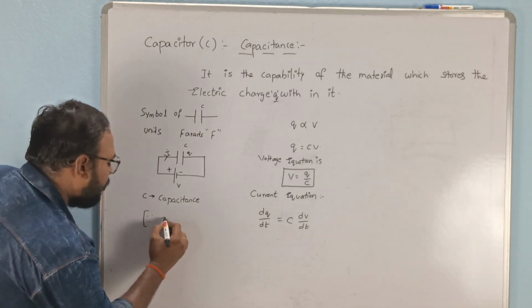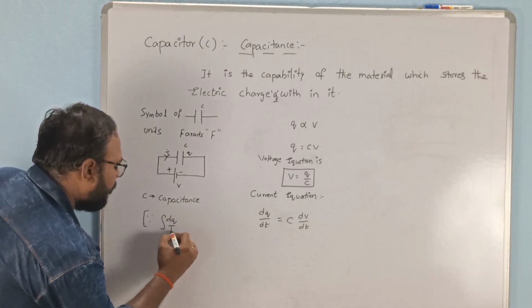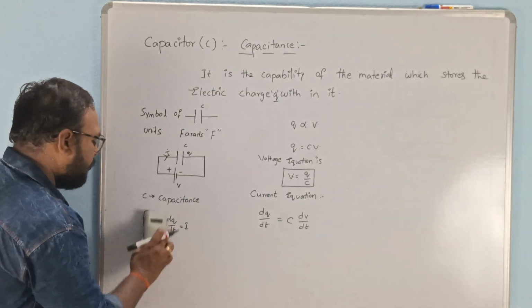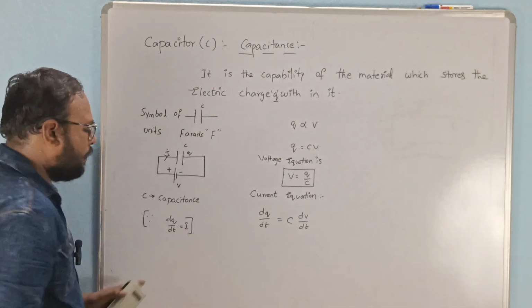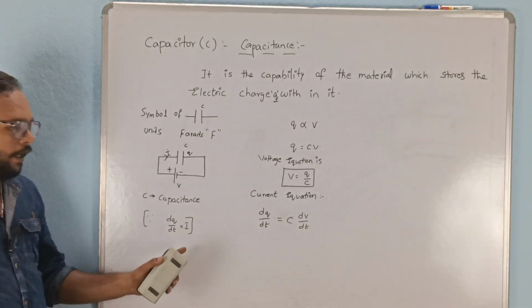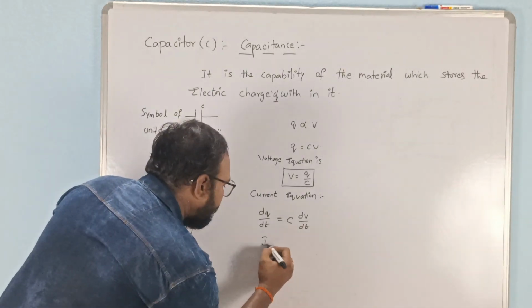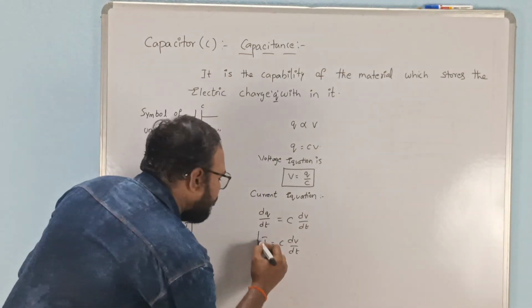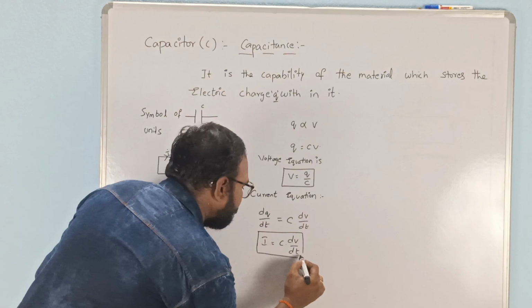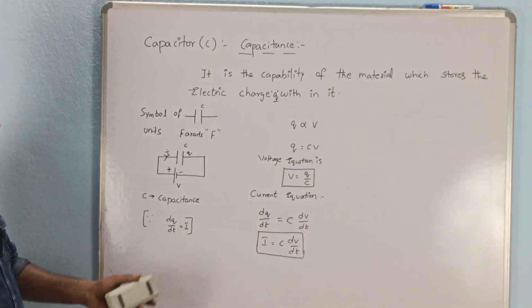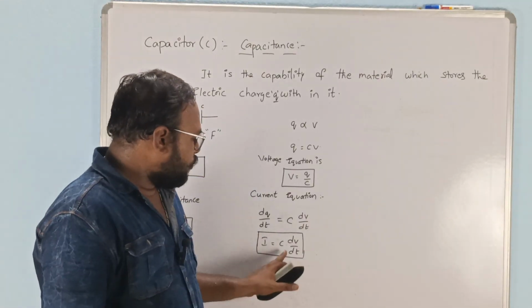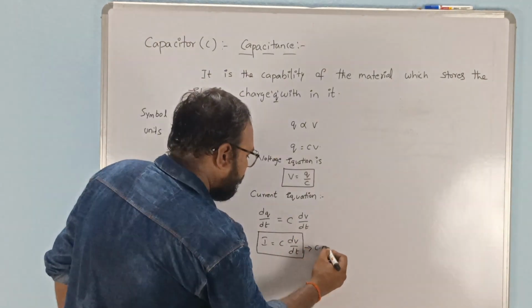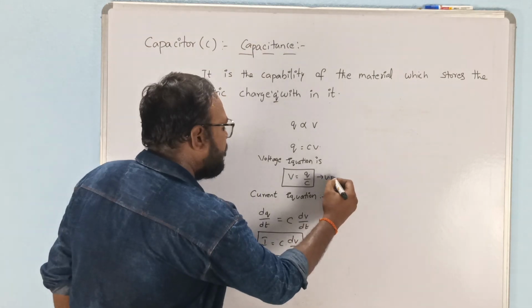We know that dq by dt is equal to I. Sorry, not integral: dq by dt equal to I. So we can write I is equal to C into dv by dt. This is the current equation, and this is the voltage equation.